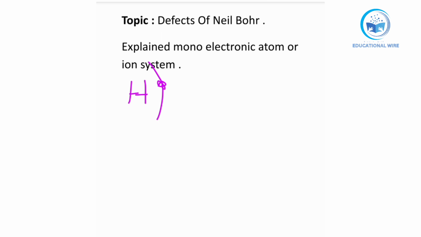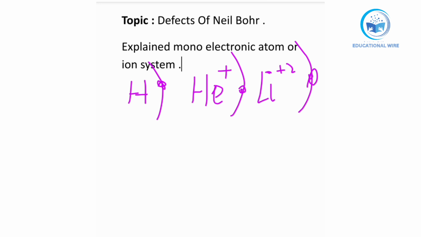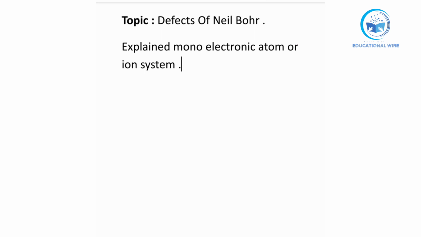He just explained, like we can take helium. We are having two electrons, we are having plus, so it means it has lost one electron, so it's also having one electron remaining. Like we are having lithium, which has three electrons; two it lost, we are having one electron remaining. So he explained and experimented on the monoelectronic atom or ion system, in which he was right.